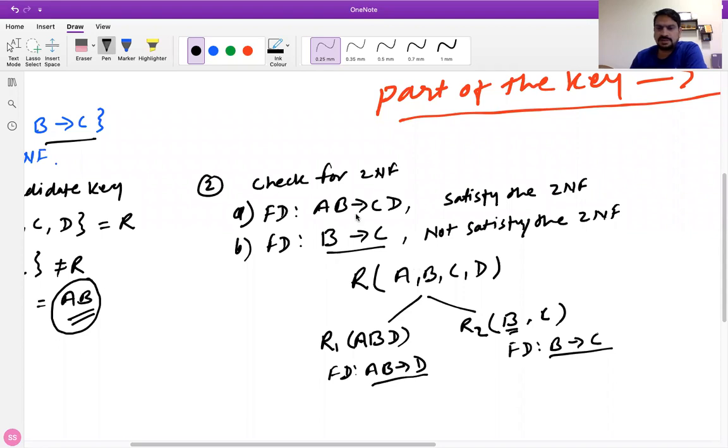So BC in one table. Why? Because it is not satisfying the second NF. So we'll put the BC in one table, and in this particular functional dependency, all the attributes are there. We cannot put all the attributes because C is already part of R2. So C will be removed from here, and the functional dependency could be used again, as well as we have to put the candidate key in one of the tables. So that's why R1 will be A, B, D, and R2 will be B and C.